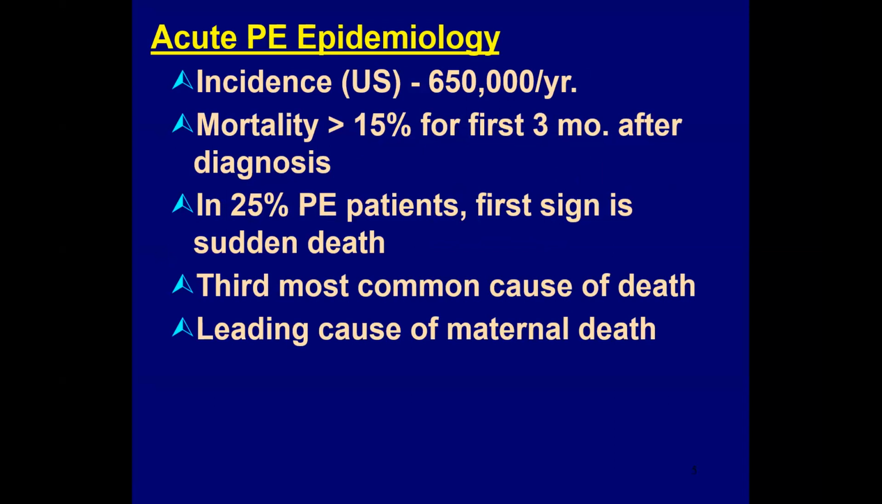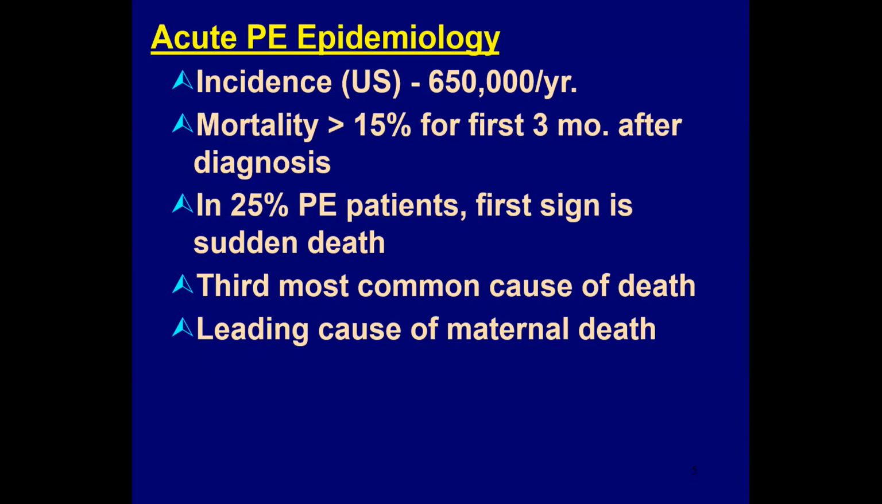Look at the incidence. In the US, pulmonary embolism strikes 650,000 patients per year. It does have a high mortality. The mortality is greater than 15% for the first 3 months after diagnosis. In 25% of pulmonary embolus patients, the first sign is sudden death. That's rather a dramatic sign, is it not?